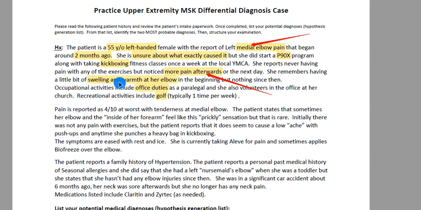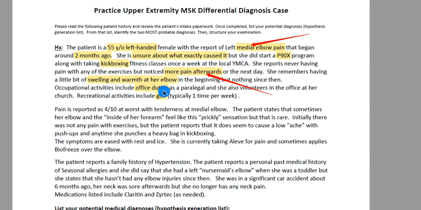Initially, she did have some swelling and warmth, so that indicates a chemical inflammatory response. And that was 2 months ago. However, she hasn't had anything since then. So now, at this point, it's safe to assume, reasonable, that it is a primarily mechanical problem because she's not having swelling or warmth. Of course, we want to confirm that with our observation in our examination, but based on what she's telling us, it doesn't appear that an active chemical inflammatory process is likely.